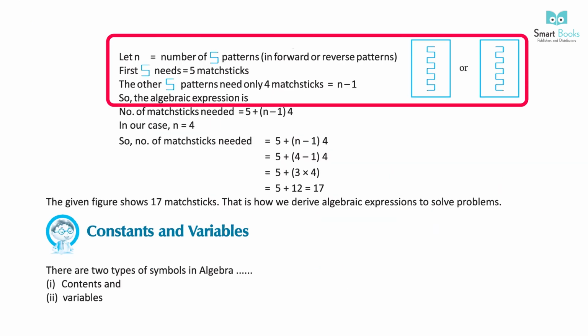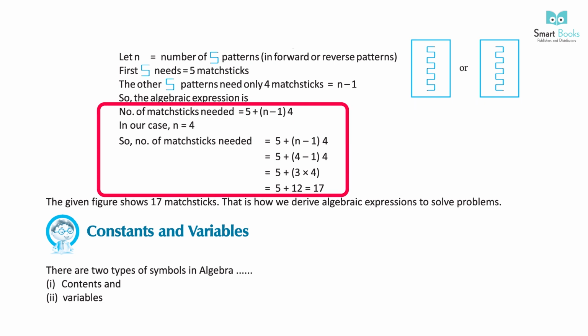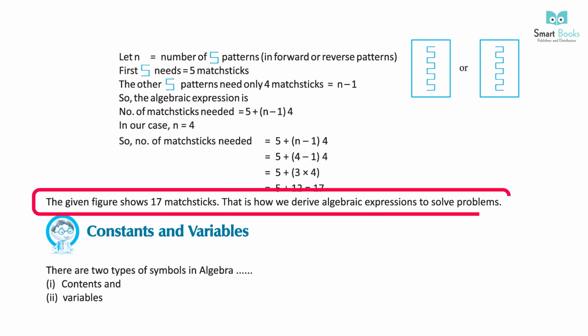Let n be the number of S patterns, in forward or reverse pattern. The other patterns needing only 4 matchsticks number n minus 1. So the algebraic expression is: number of matchsticks needed equals 5 plus (n minus 1) into 4. In our case, n equals 4. So the number of matchsticks needed equals 5 plus (4 minus 1) into 4, equals 5 plus 3 into 4, equals 5 plus 12, equals 17. The given figure shows 17 matchsticks. That is how we derive an algebraic expression to solve problems.